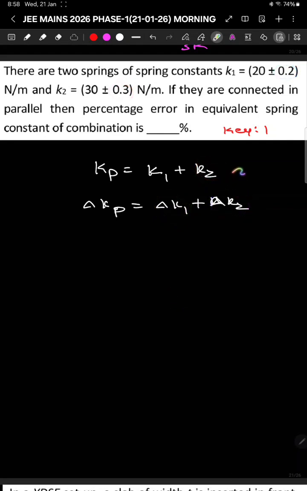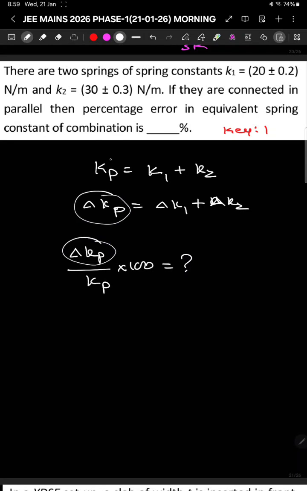So from this information we can find the Kp value and delta Kp also. You are asked to find the percentage change in the K value. Substitute this delta Kp here and the Kp value here. You can find the percentage error in the spring constant of the combination.